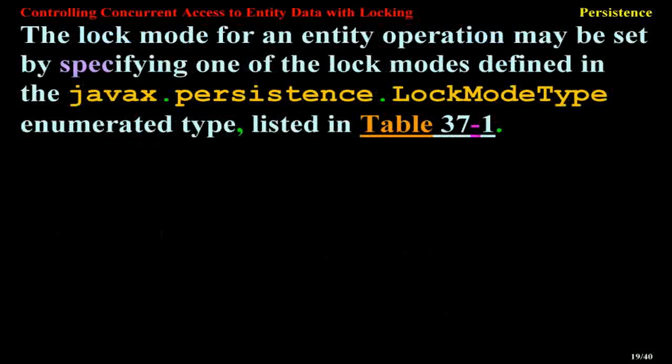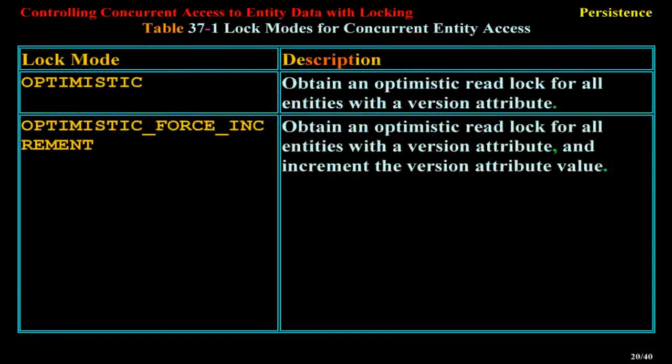The lock mode for an entity operation may be set by specifying one of the lock modes defined in the javax.persistence.LockModeType enumerated type, listed in Table 37-1. Table 37-1, lock modes for concurrent entity access. Lock mode description: OPTIMISTIC obtains an optimistic read lock for all entities with a version attribute. OPTIMISTIC_FORCE_INCREMENT obtains an optimistic read lock for all entities with a version attribute, and increments the version attribute value.